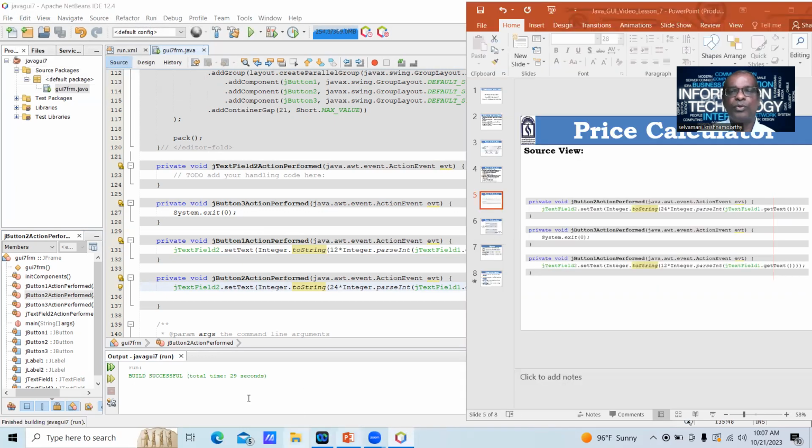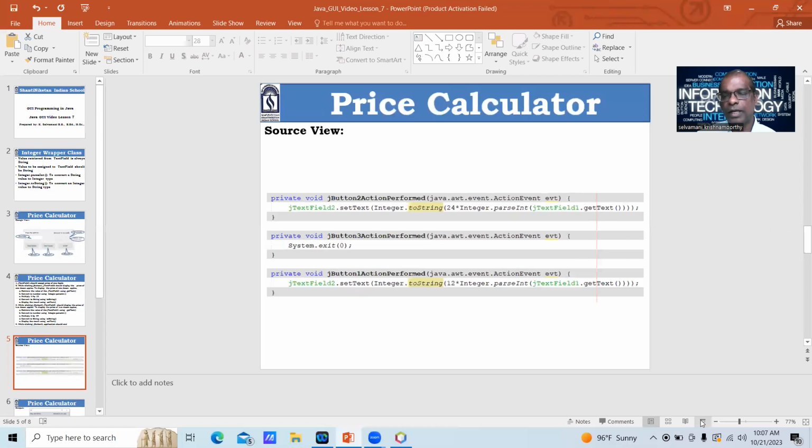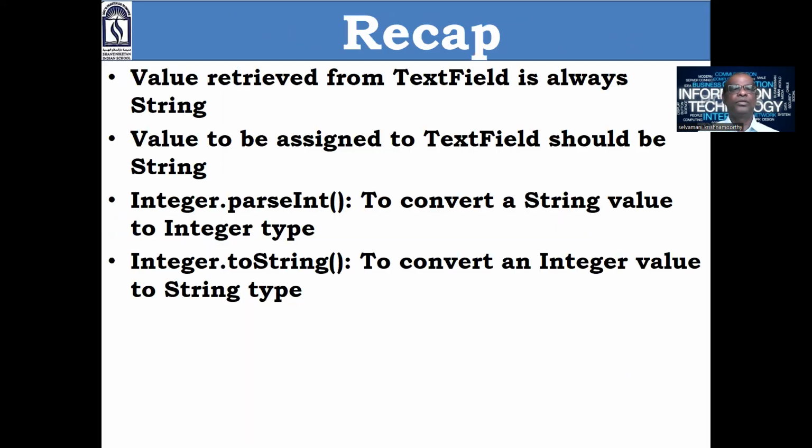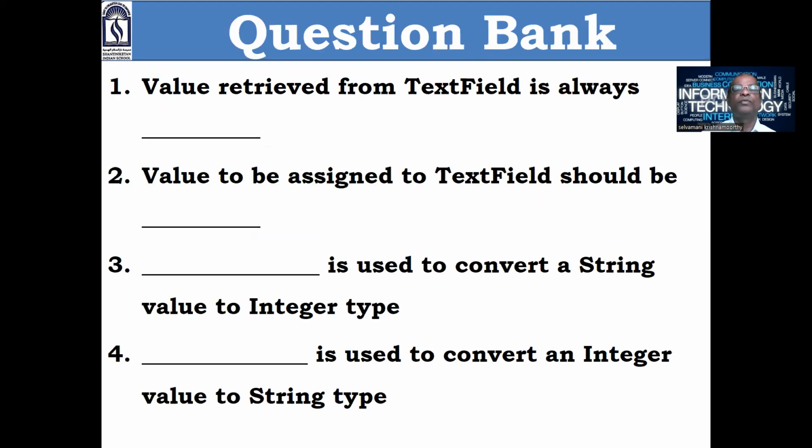Good. So now let us proceed with a small recap. Value retrieved from a text field is always a string. That we must understand. Values to be assigned to the text field are also strings. Integer is a class. It has many methods, but in this program, we study only 2 methods. One is parseInt. It is used to convert string to integer. toString is used to convert integer to string. toString means integer to string. parseInt means string to integer. That's all. Let us proceed with the question bank.